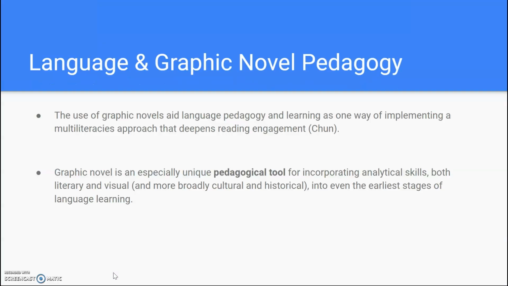So the first thing I want to talk about is language in graphic novel pedagogy and what it is. The use of graphic novels aids language pedagogy and learning as one way of implementing a multiliteracies approach that deepens reading engagement. Graphic novels are an especially unique pedagogical tool for incorporating analytical skills, both literary and visual, and more broadly cultural and historical, into even the earliest stages of language learning.